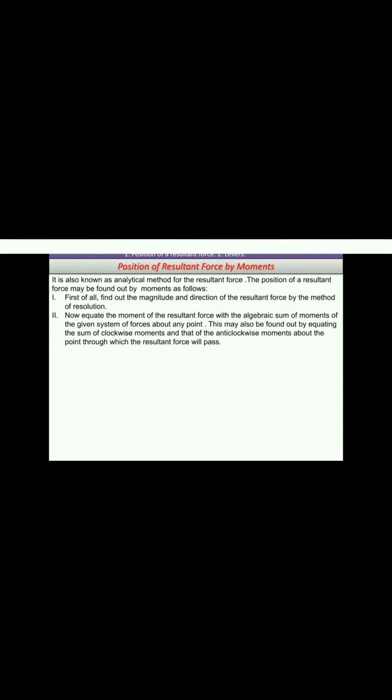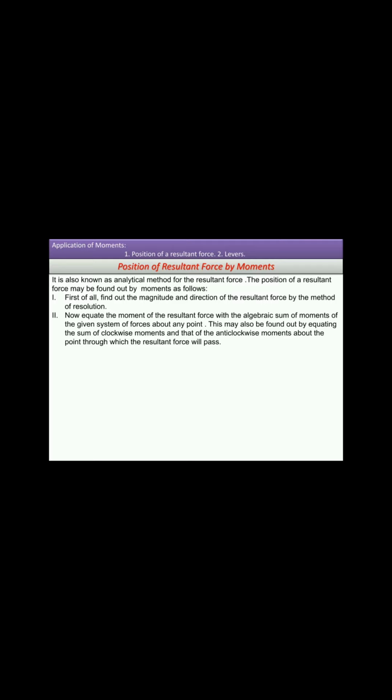Now the applications of moments. Though moments have a number of applications in the field of engineering mechanics, yet the following are important from the subject point of view. The first is the position of a resultant force, and the second one is the lever. Position of resultant force by moments is also known as the analytical method for the resultant force. The position of a resultant force may be found out by moments as discussed below.